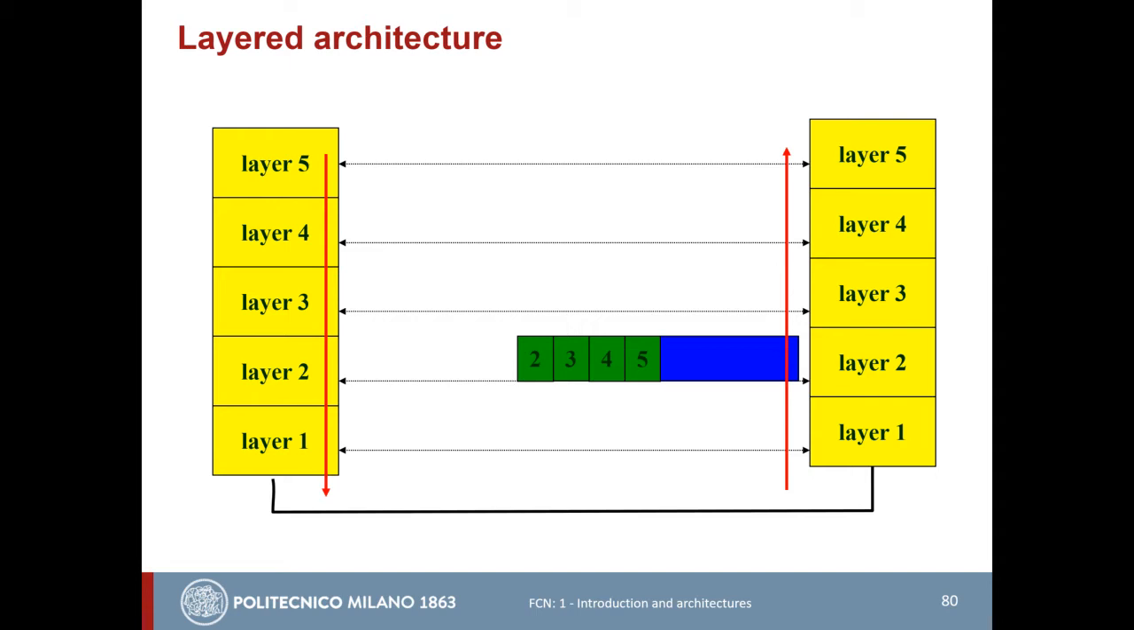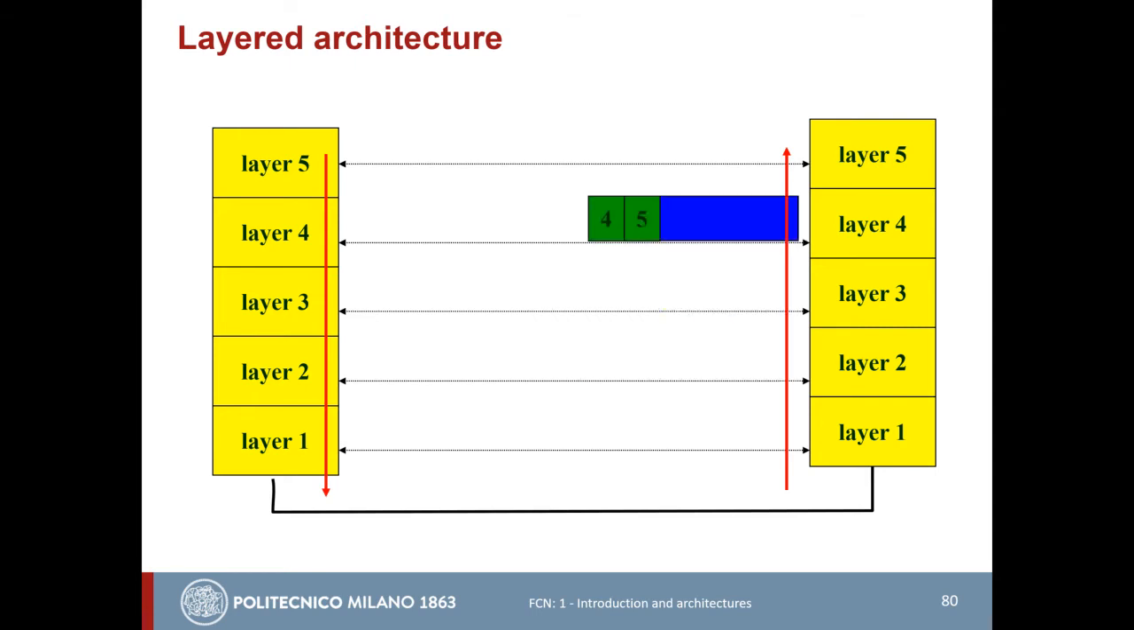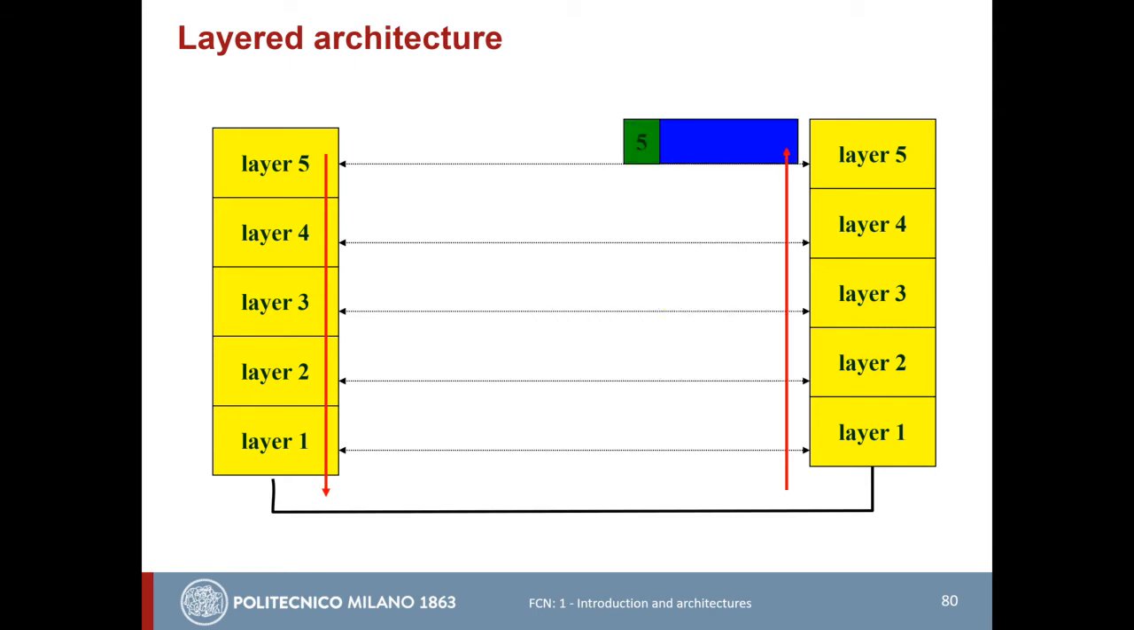So each time a layer receives a protocol data unit, it cancels the header related to that layer because it's not useful anymore. What remains of the protocol data unit is provided to the layer above. That will apply the same. So finally, we will have the original information that was released to the system.